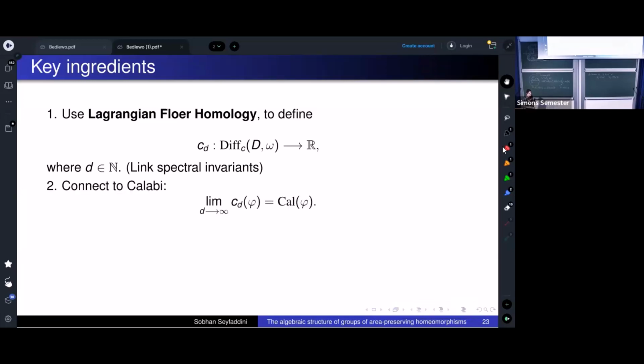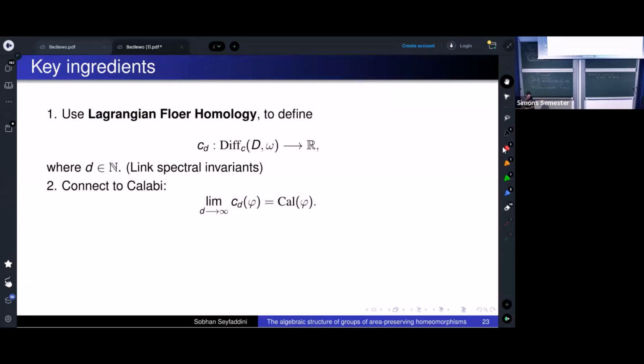Now, obviously, the story has to somehow tie in with the Calabi invariant. We prove that these invariants recover in the limit the Calabi invariant of phi. I fix a diffeomorphism phi, and then it turns out that the limit of c_d of phi as d goes to infinity is the Calabi invariant of phi. And this is part of the miracle of the story: the construction of these invariants is quite involved. It involves the use of Lagrangian Floer homology, and on the surface they have nothing to do with the Calabi invariant. But then in the limit, they recover this classical invariant, which is the average of the Hamiltonian.